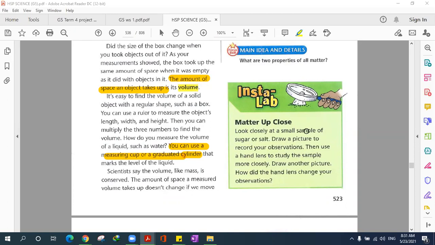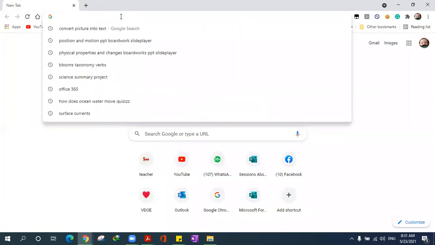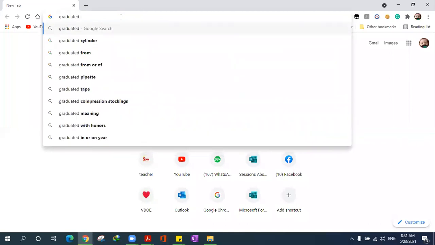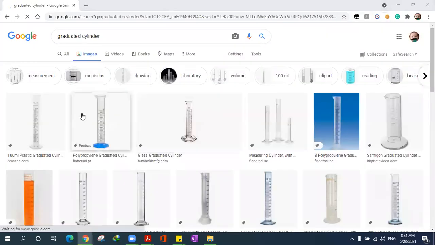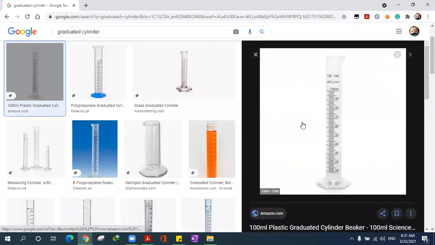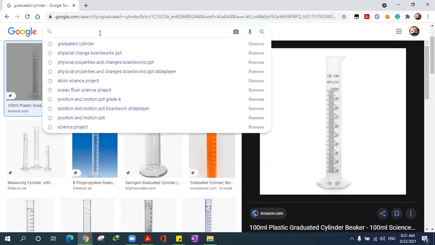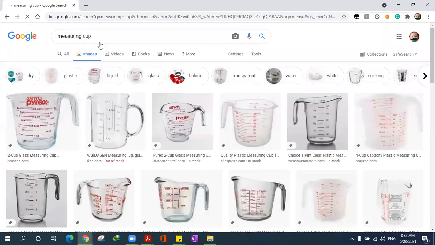Okay, so we mentioned the measuring cups and graduated cylinder. You should know them by now. For example, this is the graduated cylinder. This is how it looks. We'll see it in a picture here. This one is used to measure the volume of liquids, so we can measure the amount of space liquids take up. Or we have a measuring cup. It's like it, but a little bigger.